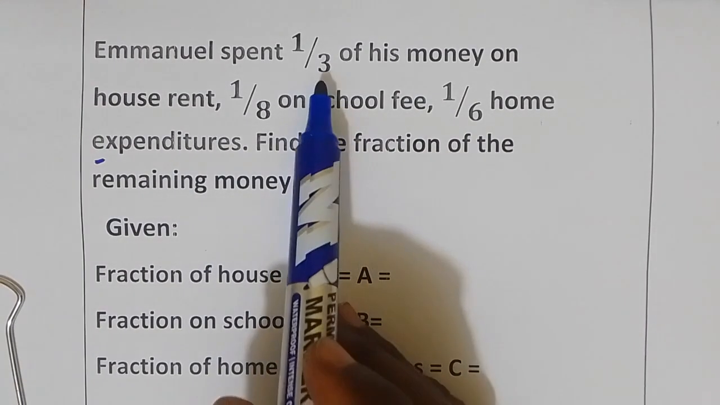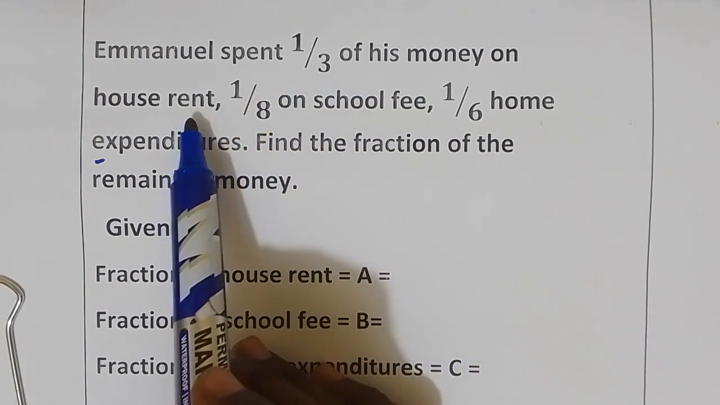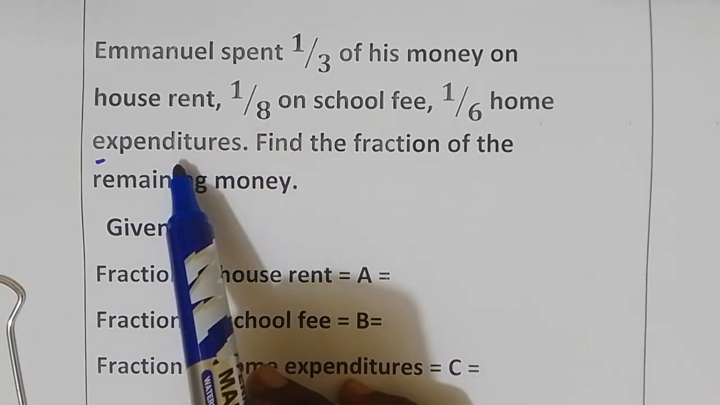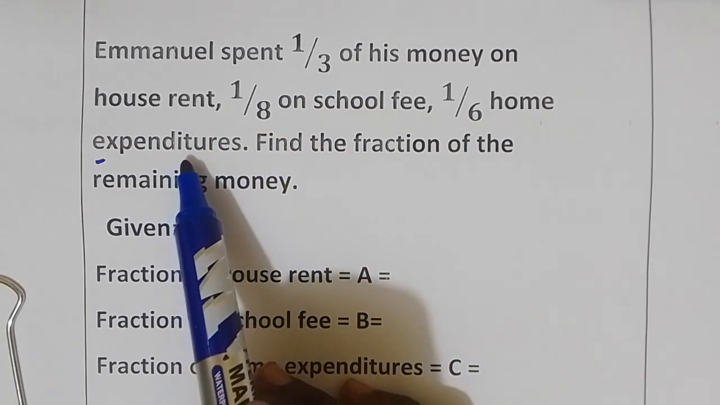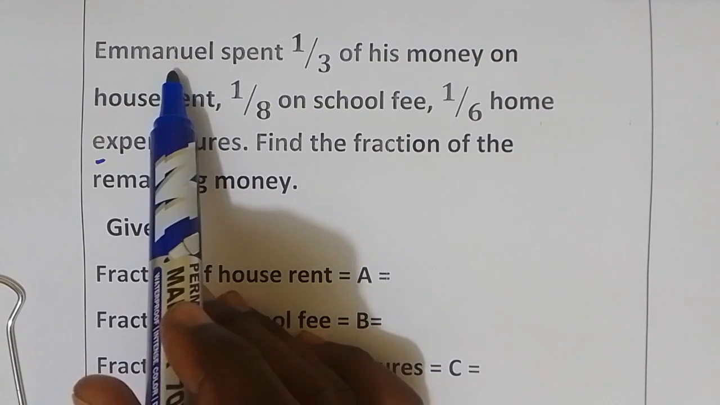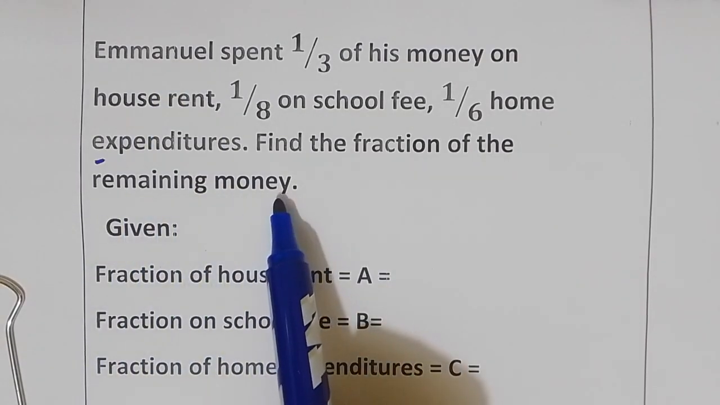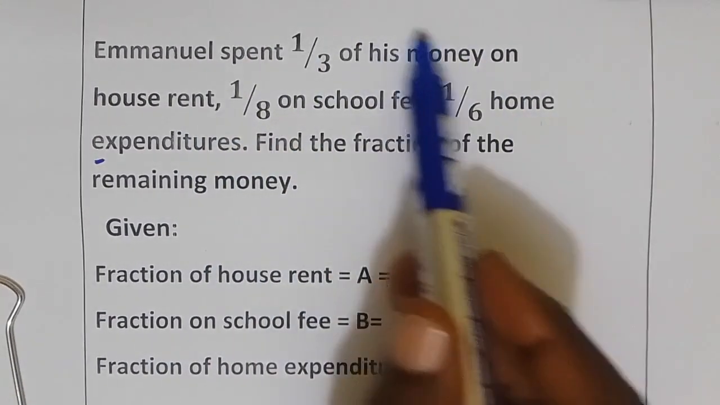In this question, they give us the fraction on house rent, school fee, and expenditure. Now we know the total amount of money that Emmanuel has is equal to 1. To get the fraction of the remaining money, we are going to take 1, take away the sum of all these fractions.